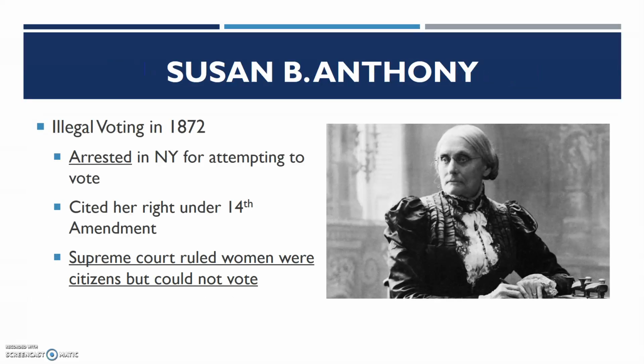Another leader of this movement is Susan B. Anthony. Susan B. Anthony had been advocating for the right to vote for women for a very long time, and she even attempted to vote illegally in 1872 in New York, and she was arrested and asked to pay a fine, which she refused to pay. And she took her case all the way up to the Supreme Court, citing that she had the right to vote under the 14th Amendment, which offers equal protection to all citizens. The Supreme Court, however, ruled that women were citizens but could not vote.